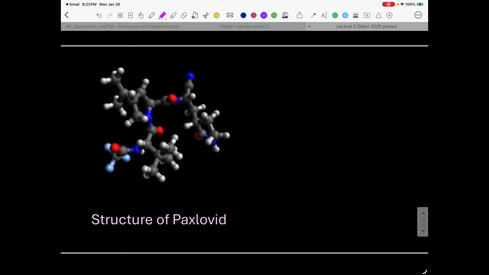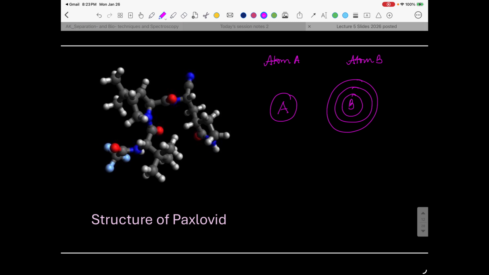So let's say we have a generic atom A that reacts with an atom B. There is another atom B here. Let's say B has 2 shells or 3 shells here, and then A has 2 shells here. For example, let's say A has 1 valence electron, and B has 7 valence electrons in its outermost shell.